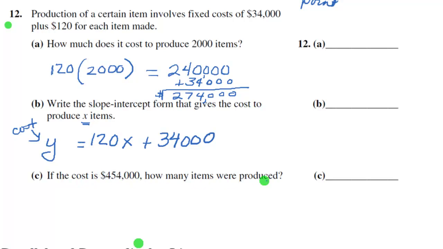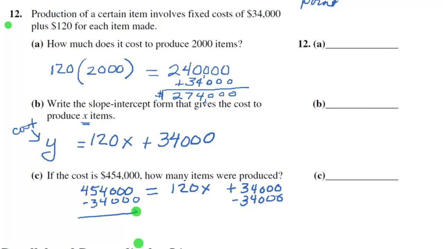And now we're going to use that equation for part C, where it says the cost is $454,000. How many items were produced? So we have y and we're looking for x. So substitute in the $454,000 for y. And now we're going to solve for x, so we subtract the $34,000 from the $454,000.